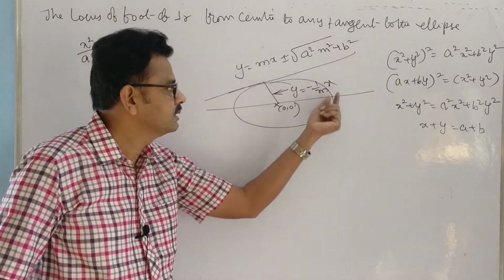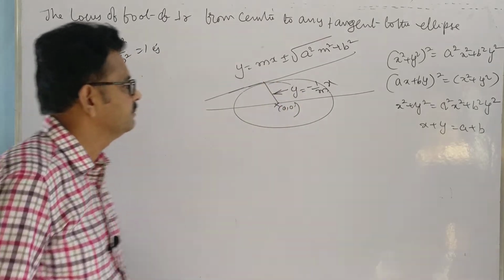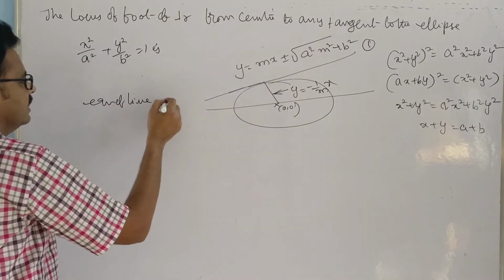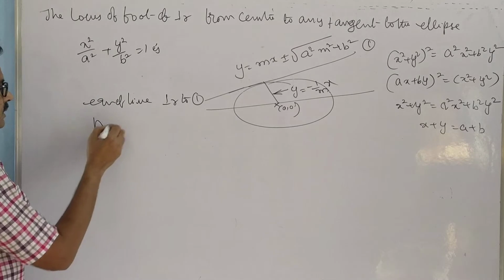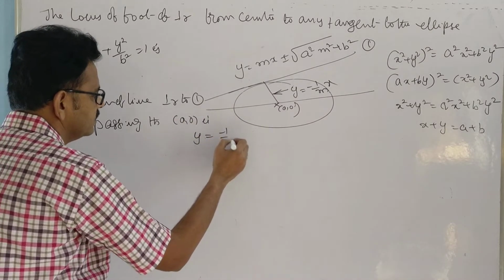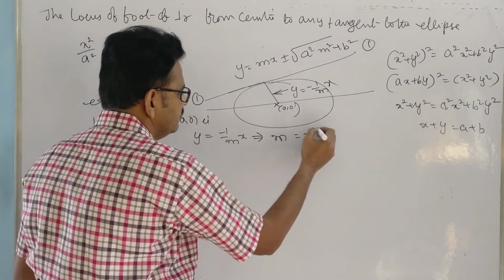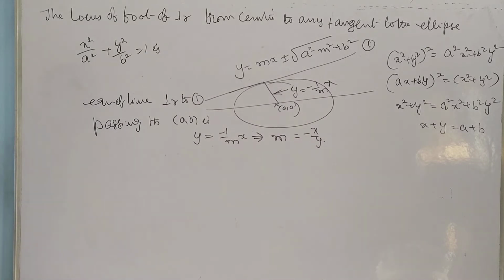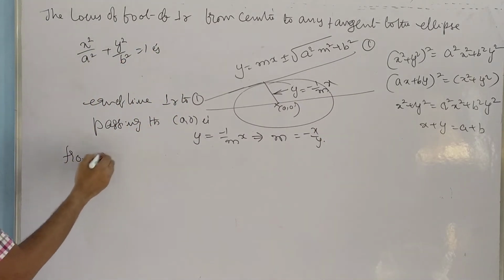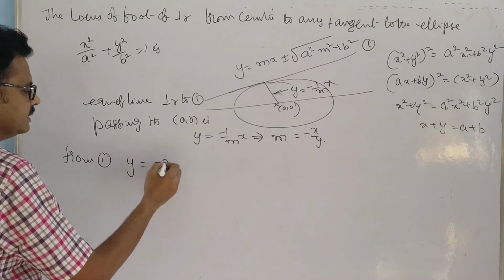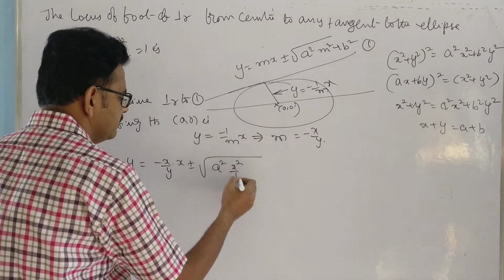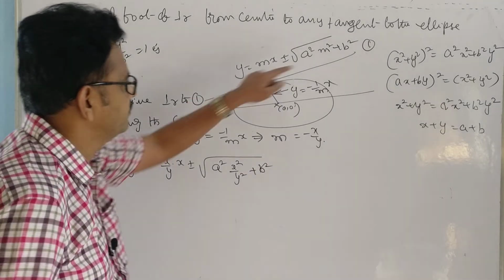Because the line is passing through the origin, y equal to mx. The slope of this line is m, the slope of the other line is minus 1 by m. So the equation of the line, call this 1, perpendicular to 1 and passing through the origin, is y is equal to minus 1 by m into x, which implies m is equal to minus x by y. So in place of m we write minus x by y. Therefore from 1, y is equal to minus x by y into x plus or minus root of a square into x square by y square plus b square. In place of m, you write minus x by y.